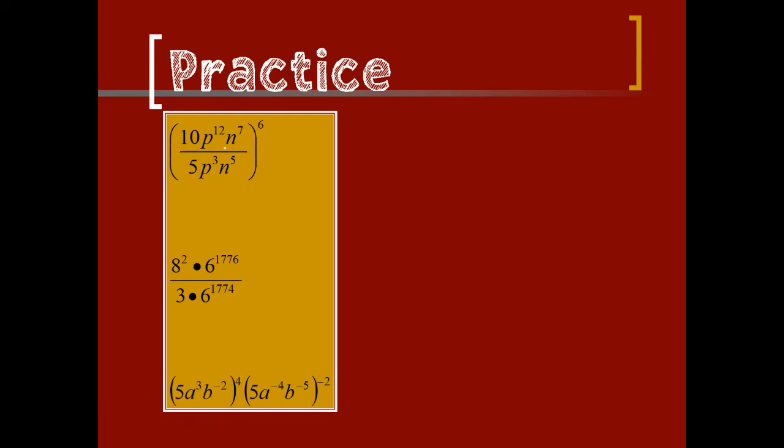So for this first one, I'm actually going to simplify since all of this is in the parentheses. I'm going to simplify it before I make it bigger with this 6, right? I see things that will simplify. So 10 divided by 5 is 2. And then I get p to the power of, what will that be? 9. And n to the power of 2, right? So I can make it a lot simpler for myself right away. And then I'll go ahead and distribute.